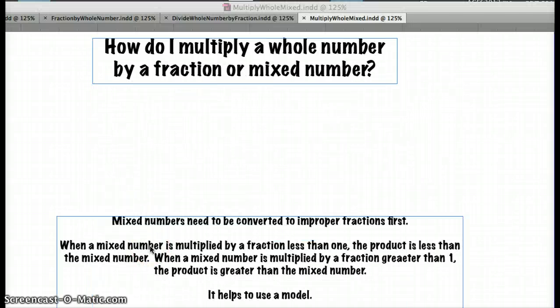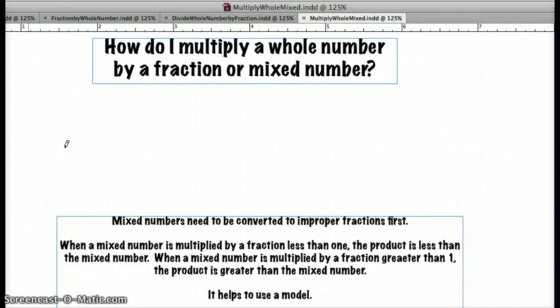Something else you'll need to know how to do is to multiply whole numbers by fractions or mixed numbers, and vice versa, multiplying a mixed number or fraction by a whole number. So we're going to take a look at this right now. First of all, it's good to see what your numbers are and compare them to 1.